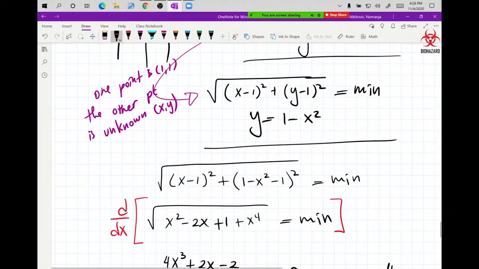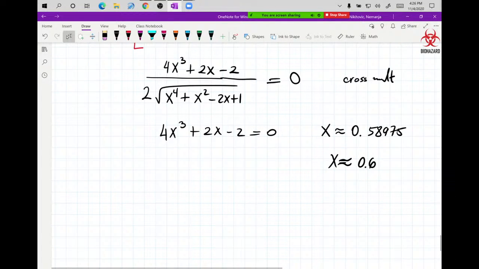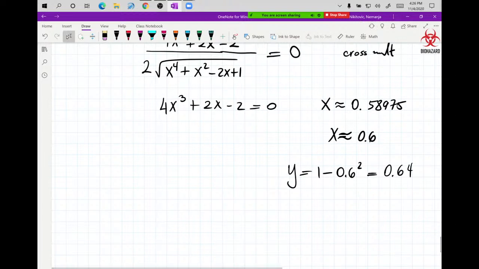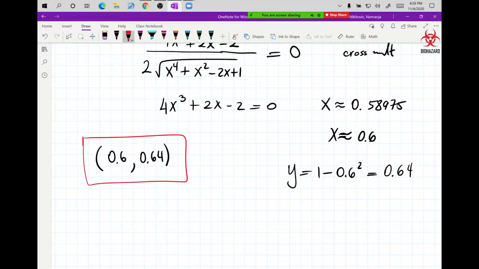And I can find the y by squaring this. So y equals 1 minus 0.6 squared. That's going to be 0.36, so 0.64, and about. So the point (x, y) is about (0.6, 0.64). And that's it. There's the point that it's closest to.